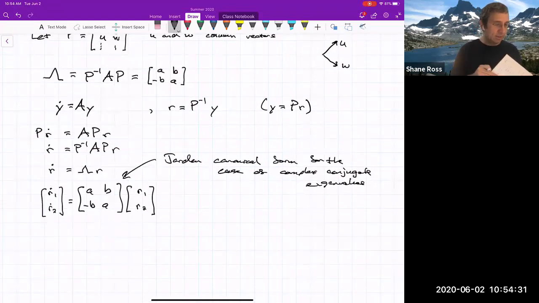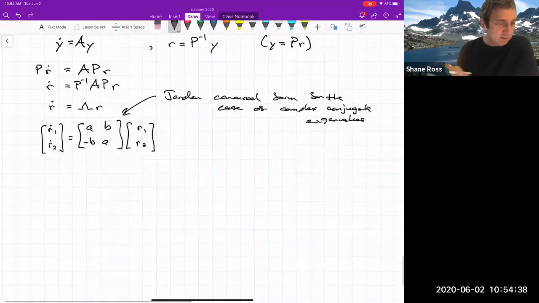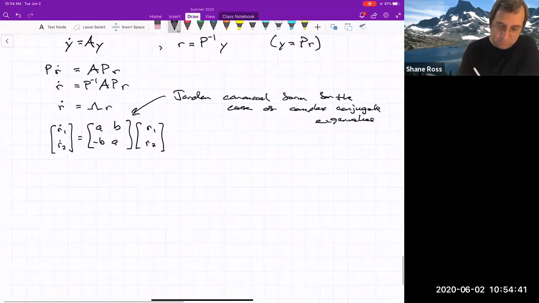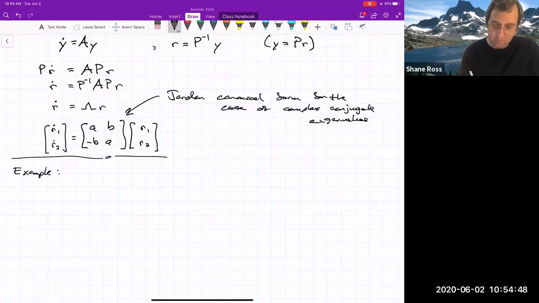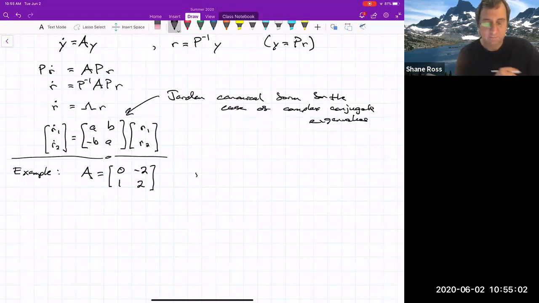So let's look at an example. Got about 20 more minutes. And this is just going to be a numerical example. So suppose we have 2D dynamics, and we've got a matrix that looks like this. Okay. You could find the eigenvalues of that, right?